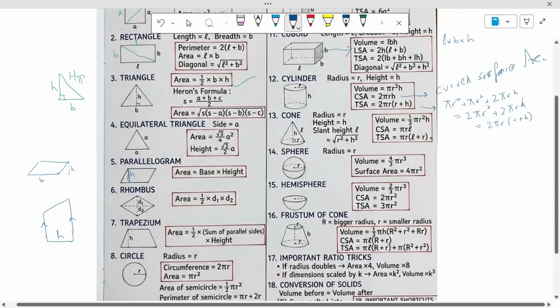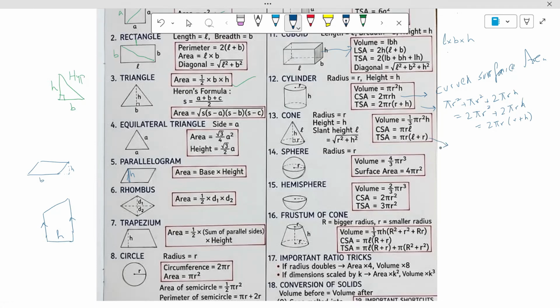Total surface area, again we can take as TSA of cone as pi r square plus pi r l. That is the curved one. Pi r taken common, so you can write down r plus l. So both ways of TSA are correct. For the cone, let's quickly touch one more concept, the cone and sector of a circle.